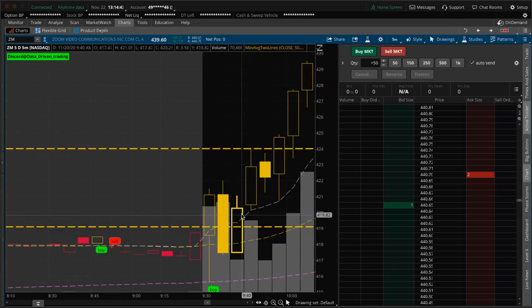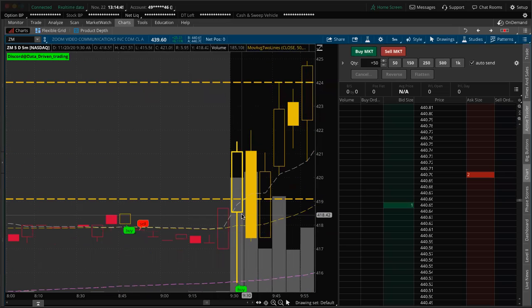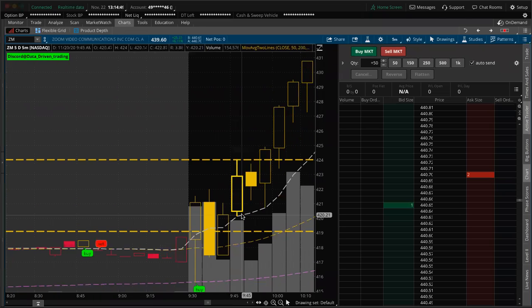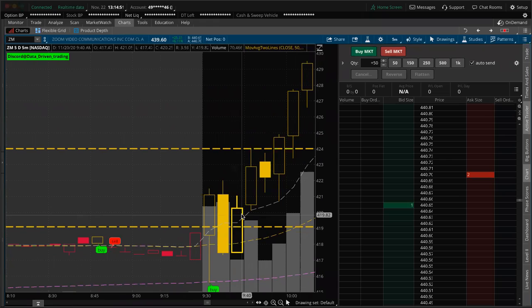So there's two things that go into making you a good trader, right? One of them is understanding why you're in the trade. And then the second thing is understanding where you need to get out, right?